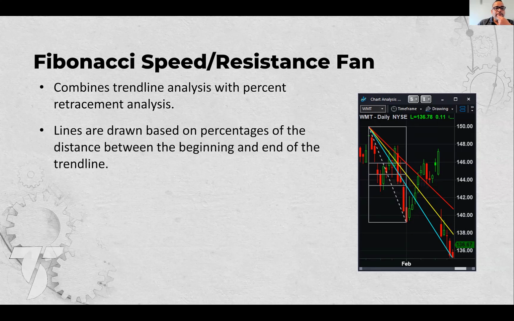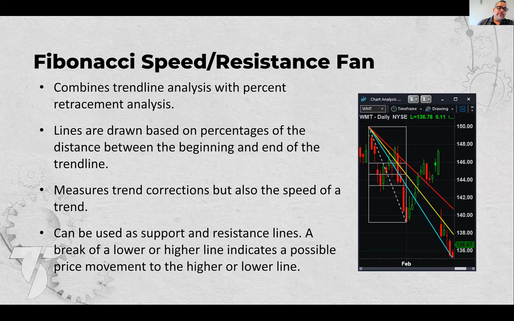So lines are drawn based on percentages of the distance between the beginning and end of the trend line. We'll see that. It measures trend corrections, but also the speed of a trend. It can be used as support and resistance lines, and a break of a lower or higher line indicates a possible price movement to the higher or lower line. Let's take a look at that, and I'll explain what this PowerPoint slide is saying.